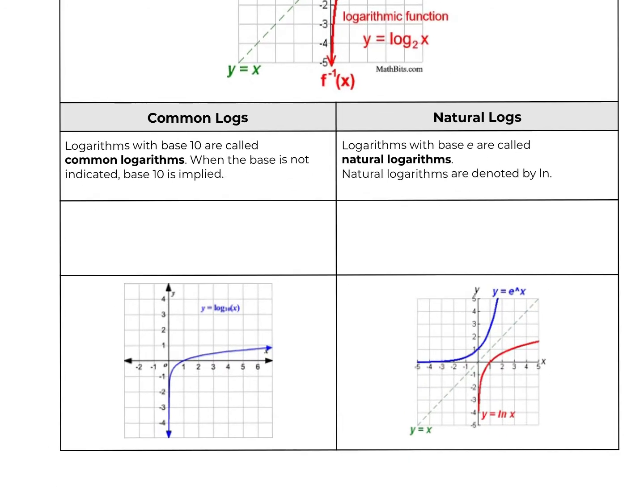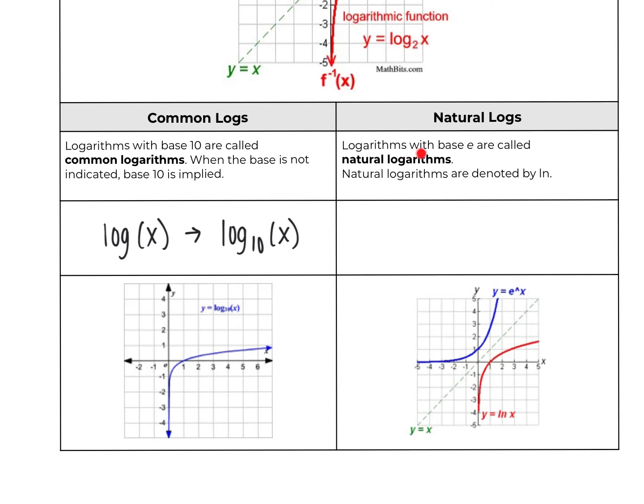So we have common logs and natural logs. Common logs are logarithms with a base of 10. When the base is not indicated, base 10 is implied. So I could write just basic log of x, and what that means is log base 10 of x. So that's the definition of a common log, okay? And here's the graph of what a common log looks like. Looks very similar to this graph up here in red.